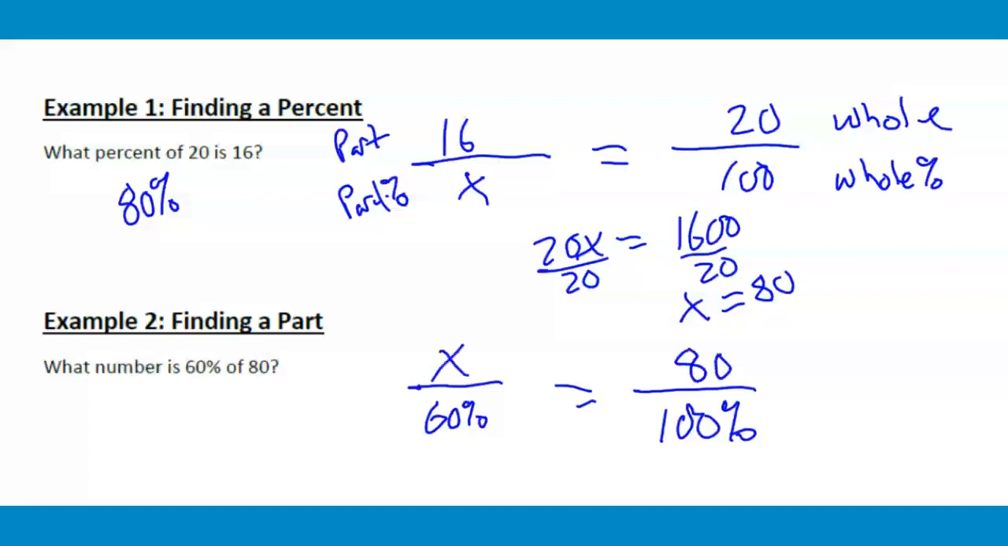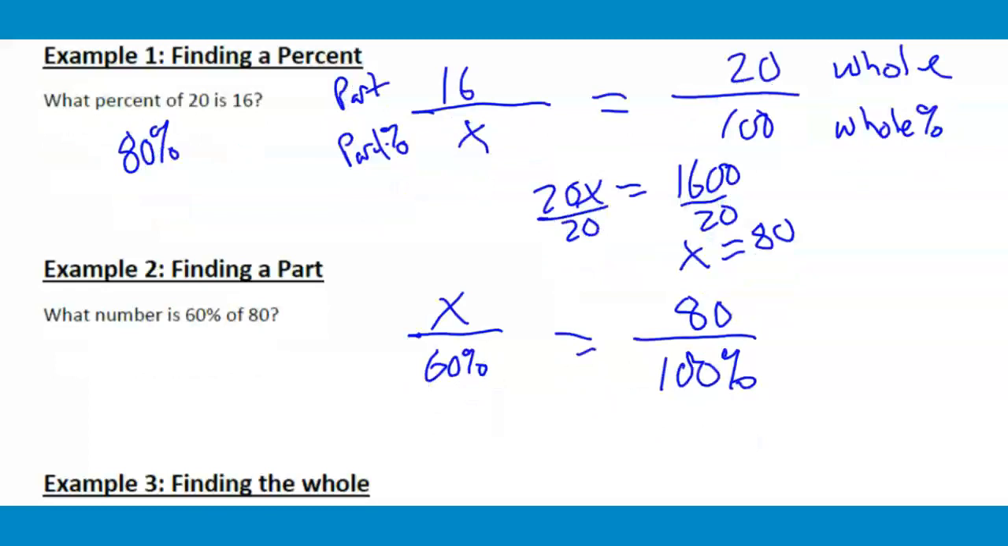What is? All right, my cross products here. Let me scroll a little bit here. So that's going to give me 100x equals 4,800. Divide each side by 100, and you get x equals 48. Now again, what were they asking for? They were not asking for a percent, so we're not going to put a percent on that. What number is 60% of 80? And that kind of makes sense, right? Because I know 50% is half, and half of 80 is 40, and 60% is more than 50%. So yeah, that makes sense.